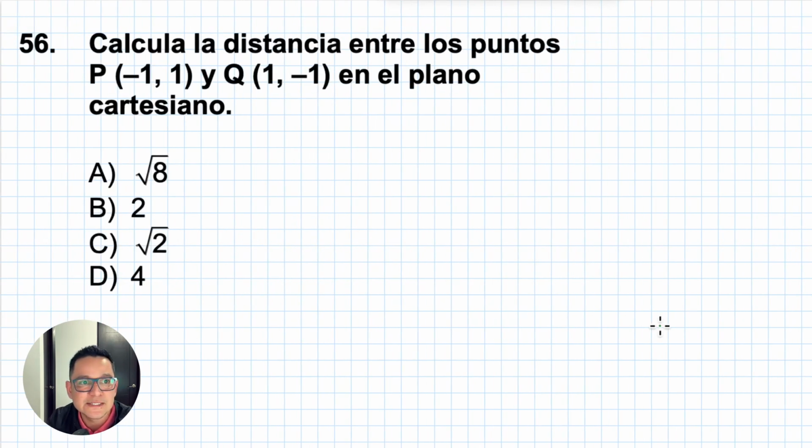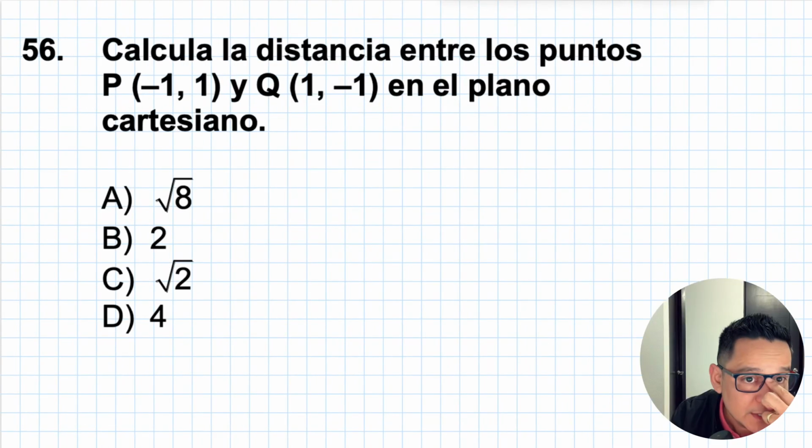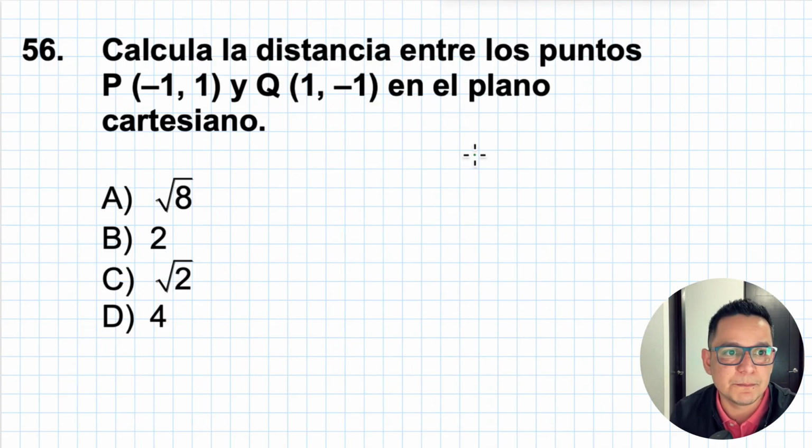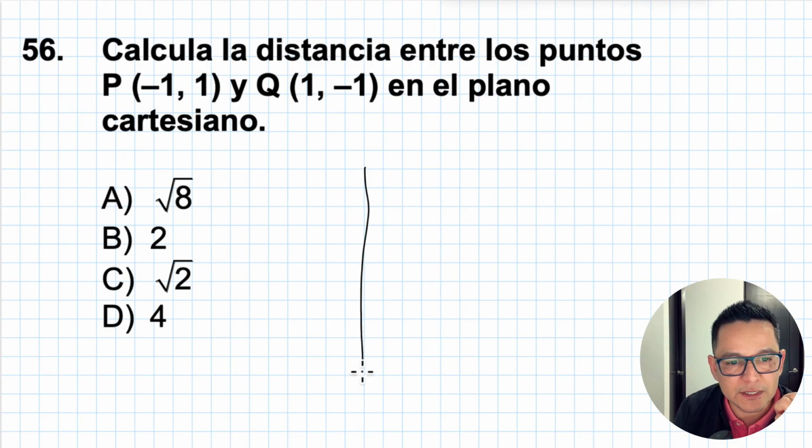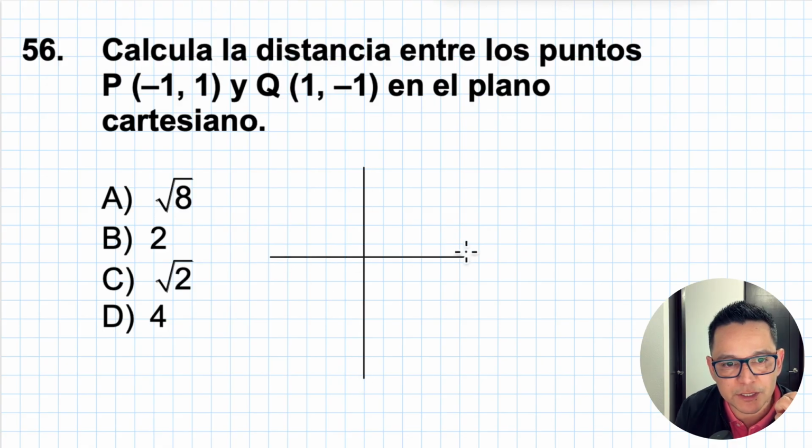So let's go with number 56. It says, calculate the distance between the points -1, 1, which would be P, and 1, -1 on the plane. In this case, we can do it in two different ways. Well, we can do it with the Pythagorean theorem, even though it might seem strange. We can do it with that, or we could do it with a formula. So, look, I'm going to show you both ways, even if it takes us a little longer. But it's important for you to have more than one option to solve your exercises.